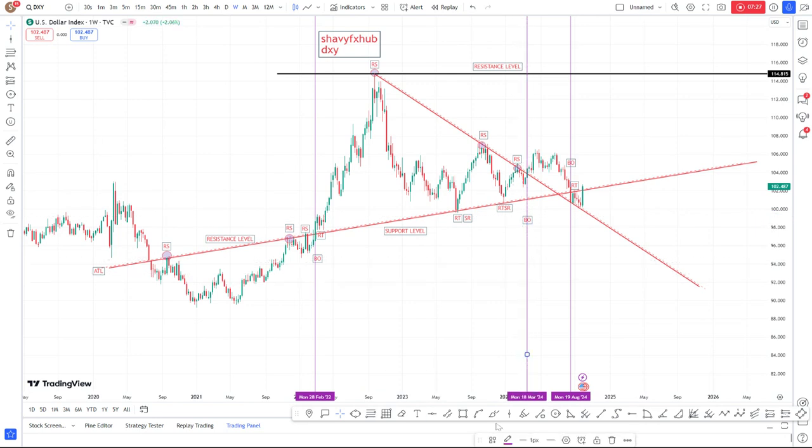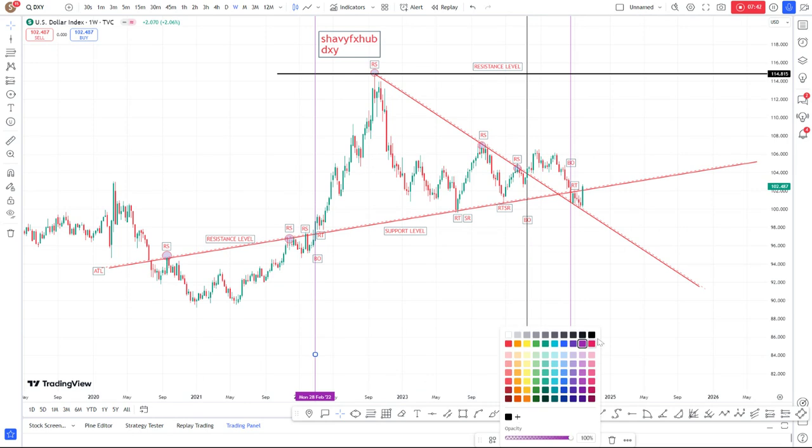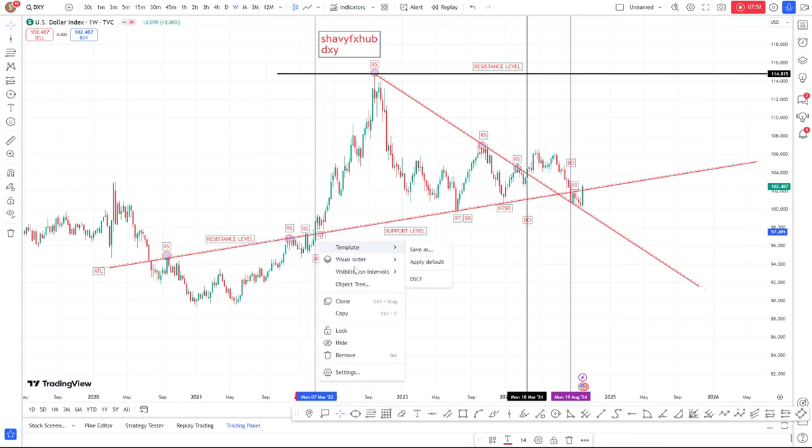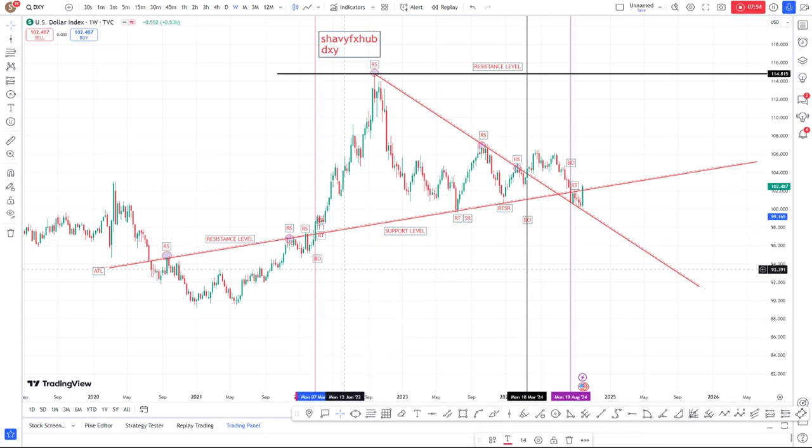I like to change the color to maybe red. If we use black, we're going to change the colors to make it easy to understand for anybody who is interested in learning this strategy. So we have here retest, RT. We are seeing it on a weekly.